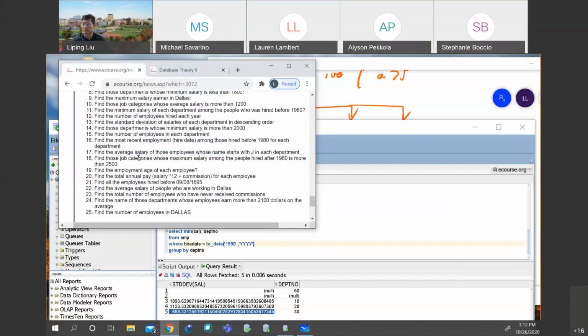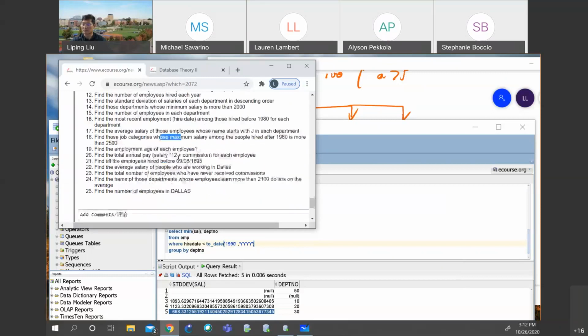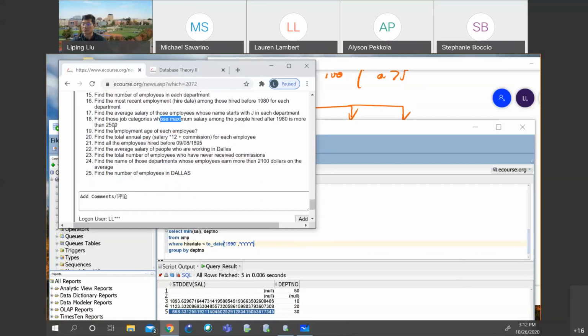And then find the job categories whose maximum salary among the people hired after 1980 is more than, I think, this is kind of the same, you know. And then find the employee age, we did that, right? Just use hire date, current year minus hire year.